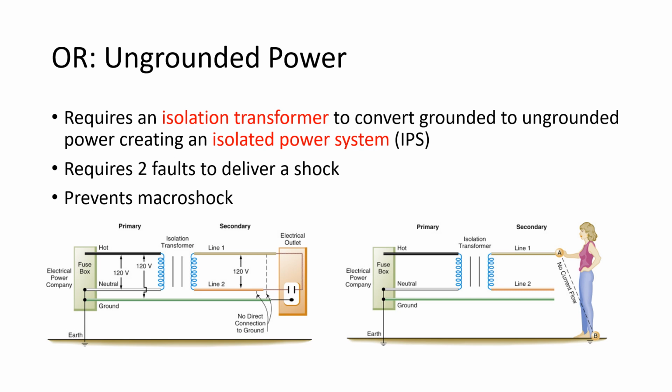The benefit of ungrounded power in the operating room is that it requires two faults to deliver a shock, thus helping prevent macroshock. The first fault converts the isolated power system from an ungrounded to a grounded power system, like a home, and then the second fault would result in a macroshock.